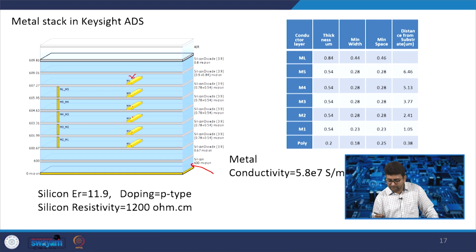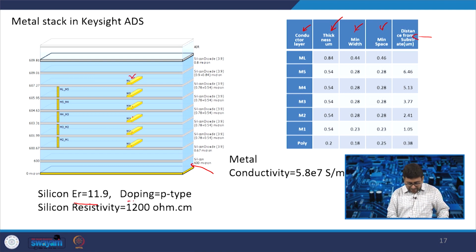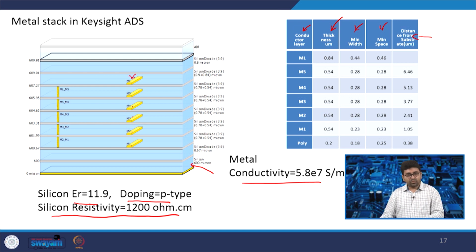You also need to consider the thickness. So, these are the conductors, and you should get this information from the foundry: what is the thickness of the metal layer, what is the minimum width, what is the minimum space, and the distance from the substrate in micrometers. In this example, epsilon r of silicon is considered 11.9, doping is considered p type, silicon resistivity is considered 12 ohm centimeter, and metal conductivity is 5.8 e raised to 7 Siemens per meter. Once you have put the proper parameters, then you can start simulating.